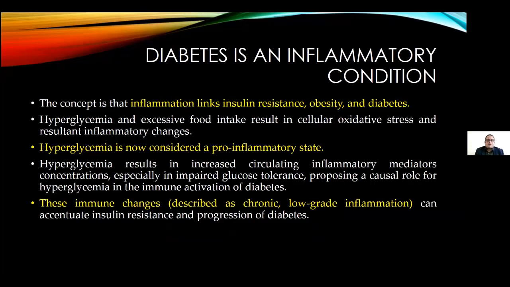Now, the basic premise on which this two-way street mechanistic link connecting diabetes and periodontitis is based upon is inflammation. I shall open with respect to diabetes as an inflammatory condition, for the simple reason that there is a concept that inflammation links insulin resistance, obesity, as well as diabetes. The hyperglycemia and excessive food intake result in cellular oxidative stress and resultant inflammatory changes. And this has led us to believe that hyperglycemia is a pro-inflammatory state.